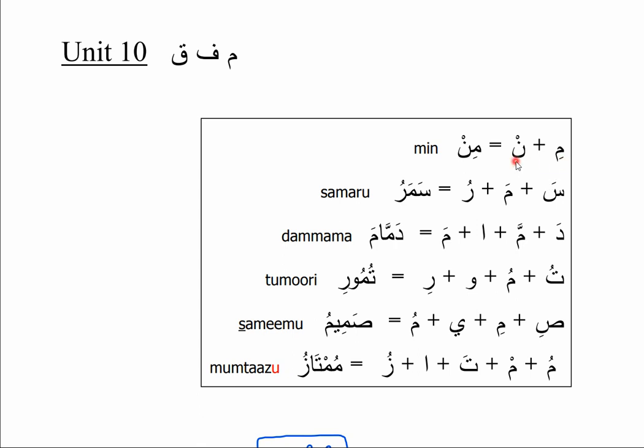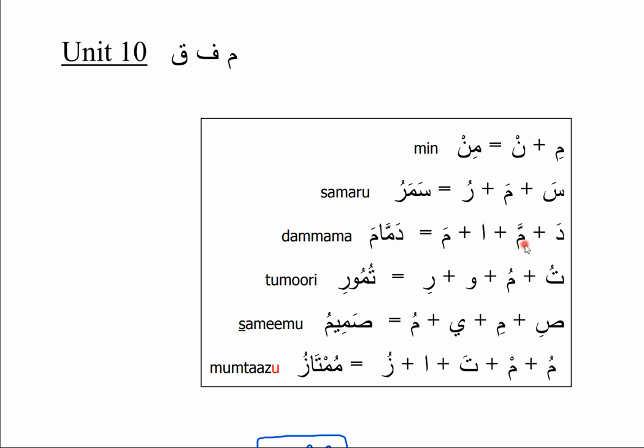Mim, kasra, noon, sukoon, min. And this is a harf jar in Arabic, which means from. Sin, fatha, mim, fatha, ra, dhamma, samaru. All the vowels are short, so you need not prolong the sound. Dal, fatha, mim, shadda, and fatha means that there are two Mims, one with sukoon, the other with fatha. So dam, Mam, Dam, Mam. This is the name of a city in Saudi Arabia.